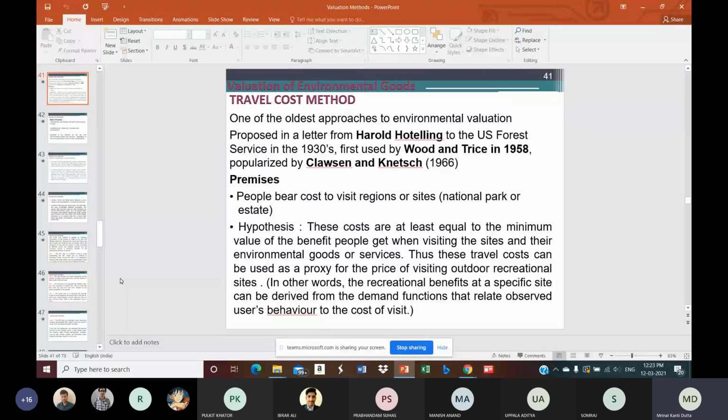So this method can be used to estimate economic benefits or costs resulting from changes in access cost for a recreational site. We can talk about many recreational sites. It might be a dam, a hill, a forest or water, whatever that may be. If there is a change in the access cost for those recreational sites, this can be estimated with the help of the travel cost method.